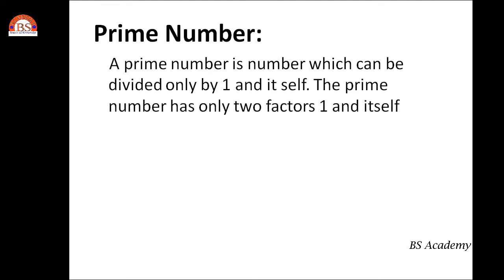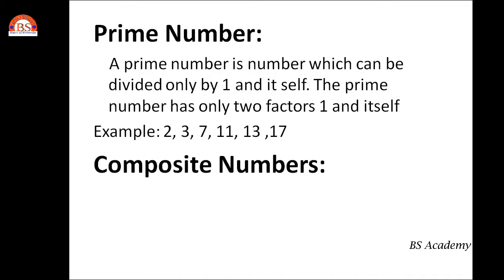And the next is prime numbers. A prime number is a number which can be divided only by 1 and itself. The prime number has only two factors, 1 and itself. Example, 2, 3, 7, 11, 13, 17 and so on.